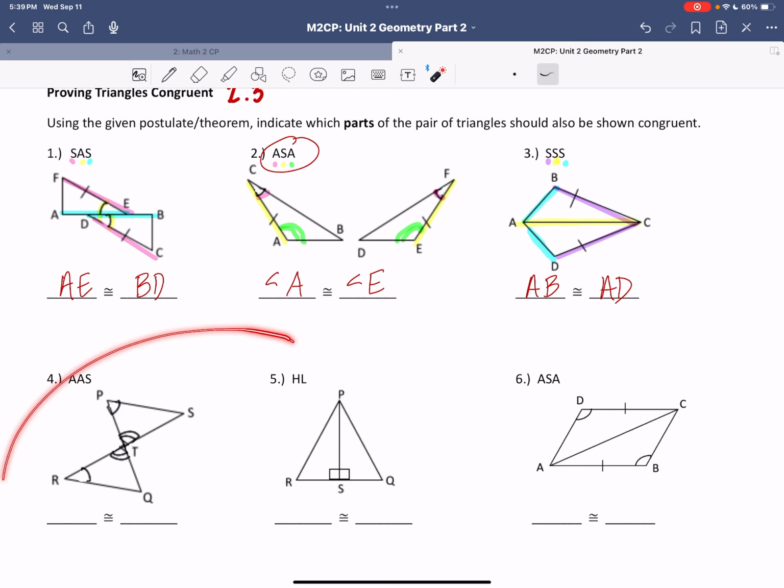All right, you're going to try these. So go ahead, try those using these theorems and postulates. So this needs to be angle, angle, side. This one should be hypotenuse, leg, and angle, side, angle. So go ahead, try those.